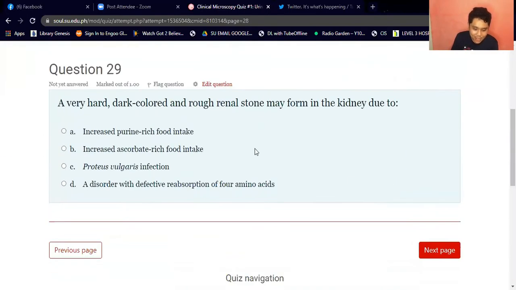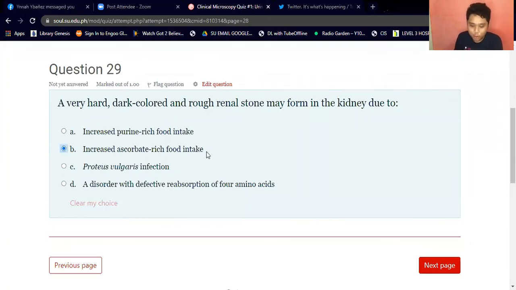Very hard, dark-colored, rough renal stone. It may be due to... Calcium oxalate. And usually you get calcium oxalate if you have increased what food? Ascorbate-rich food. If urate-rich food, that's uric acid. Proteus vulgaris, of course, that's for struvite or staghorn. Disorder with defective reabsorption, your Fanconi syndrome, is usually indicative of cystine calculi. So therefore, our answer here is increased ascorbate-rich food.